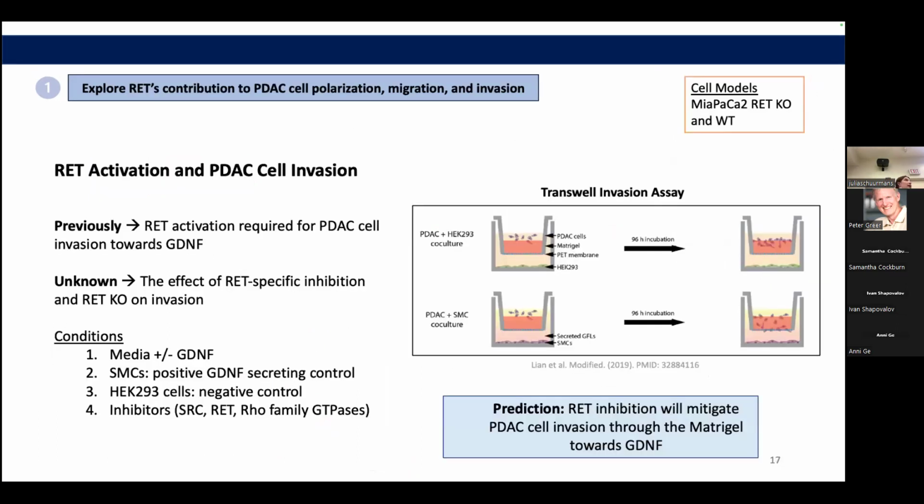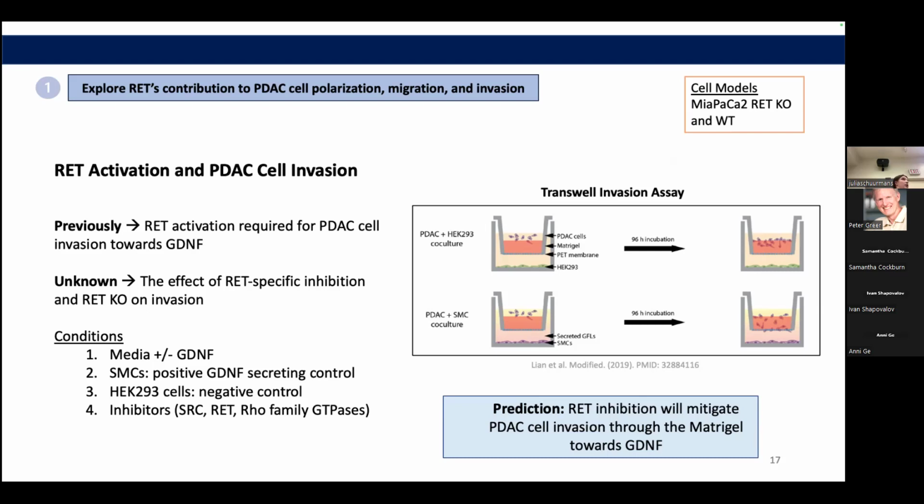Next, we're going to look at RET activation in PDAC cell invasion using transwell invasion assays. Previously, Dr. Leanne found that RET activation was required for invasion towards the source of GDNF, but what's unknown again is the RET-specific inhibition and RET knockout.